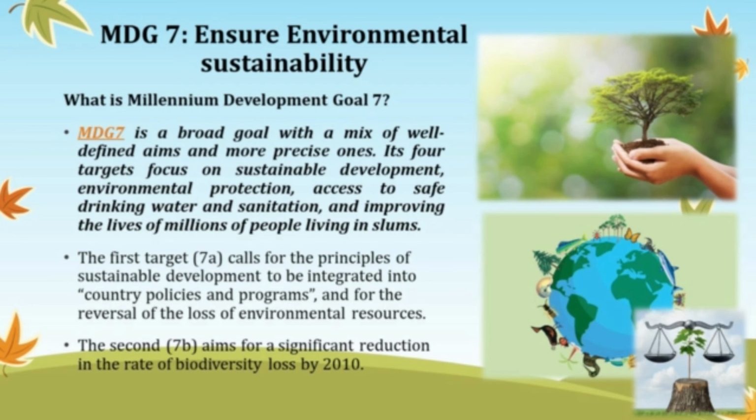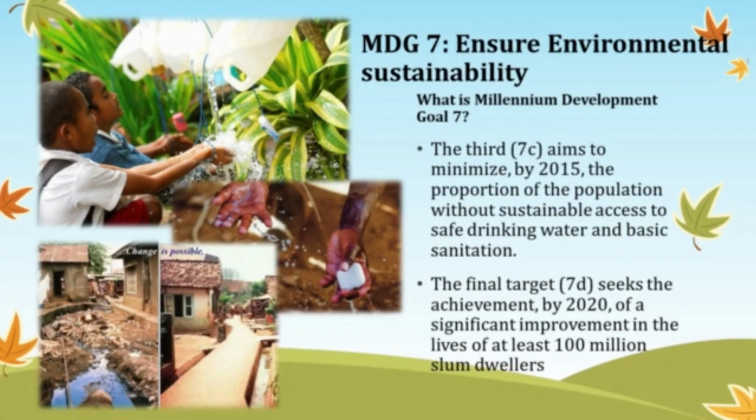The first target calls for the principle of sustainable development to be integrated into country policies and programs, and for the reversal of the loss of environmental resources. The second aims for a significant reduction in the rate of biodiversity loss by 2010. The third aims to halve by 2015 the proportion of the population without sustainable access to safe drinking water and basic sanitation. The final target seeks the achievement by 2020 of a significant improvement in the lives of at least 100 million slum dwellers.